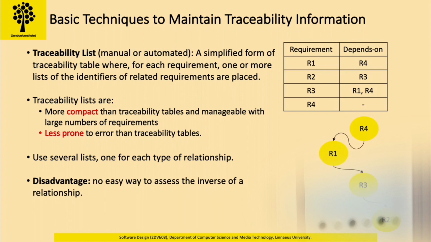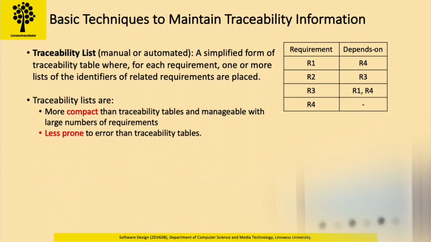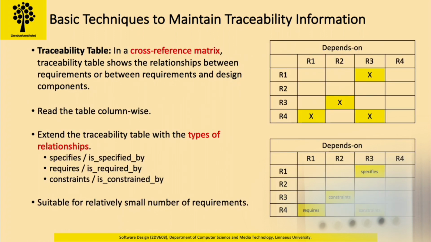But the only problem is that you can go easily from here to here by requirements, but you cannot go to the reverse. You cannot find the reverse relationship, because in this table, in the previous slide, you can say requirement 1 requires 4, and inversely you can say that requirement 4 is required by 1, but requirement 4 is also constrained by R3.